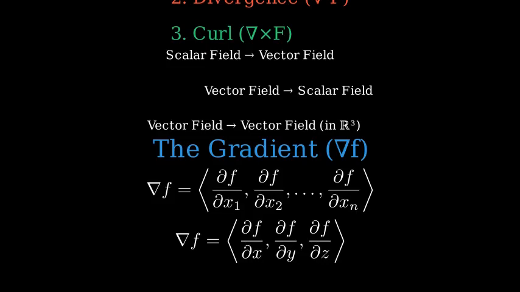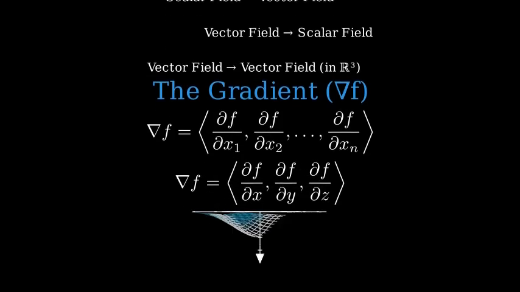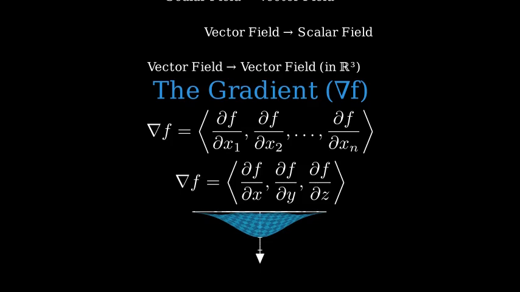Let's visualize what the gradient means. Imagine a scalar field represented as a landscape, where the height at each point corresponds to the value of the function. The gradient at any point is a vector that points in the direction of the steepest increase of the function. The magnitude of the gradient tells us how quickly the function is increasing in that direction.